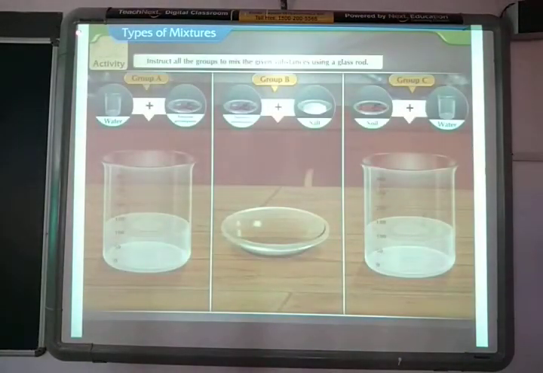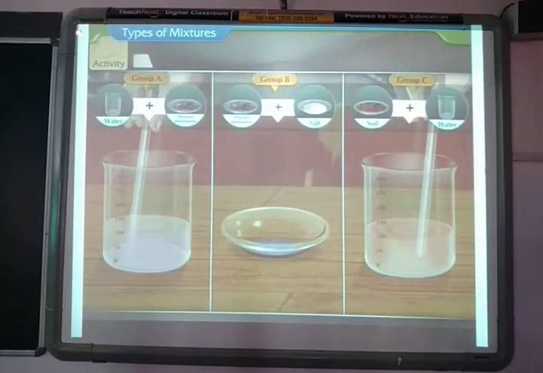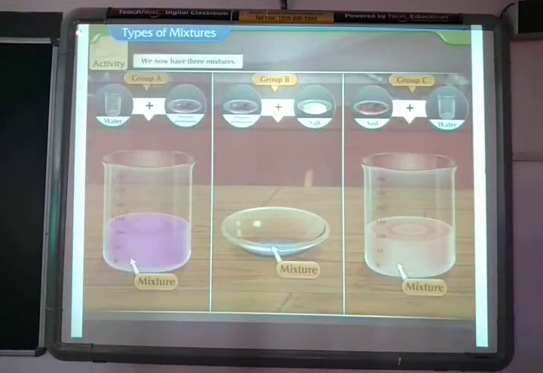Now, instruct all the groups to mix the given substances using a glass rod. We now have three mixtures. Let us now record the observations of each of these groups. Have all the three groups obtained uniform mixtures?